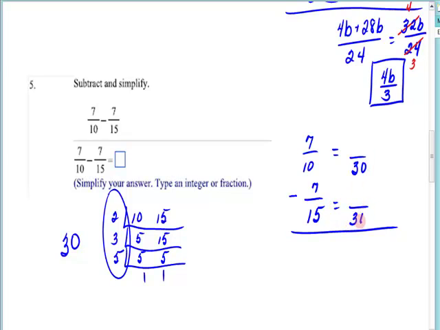Some of you might have just looked at it and said, yeah, 15 didn't work, but the next multiple of 15, which is 30, would work. So there's a lot of ways to figure that out.